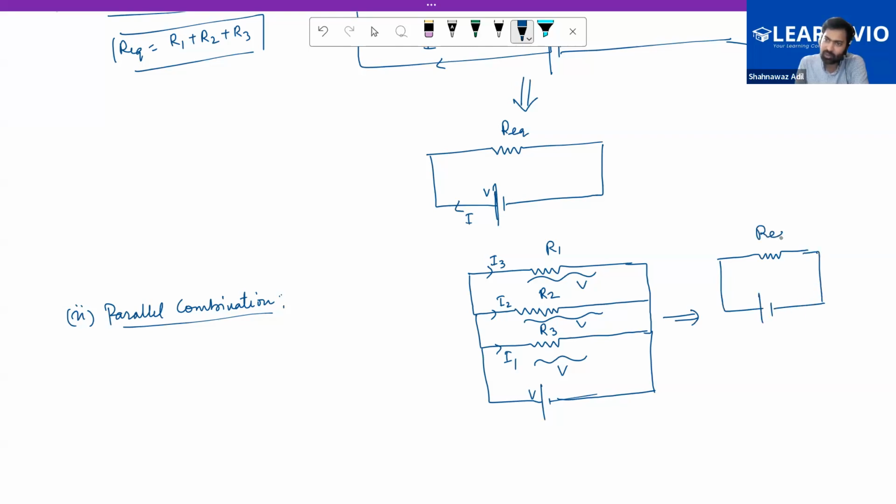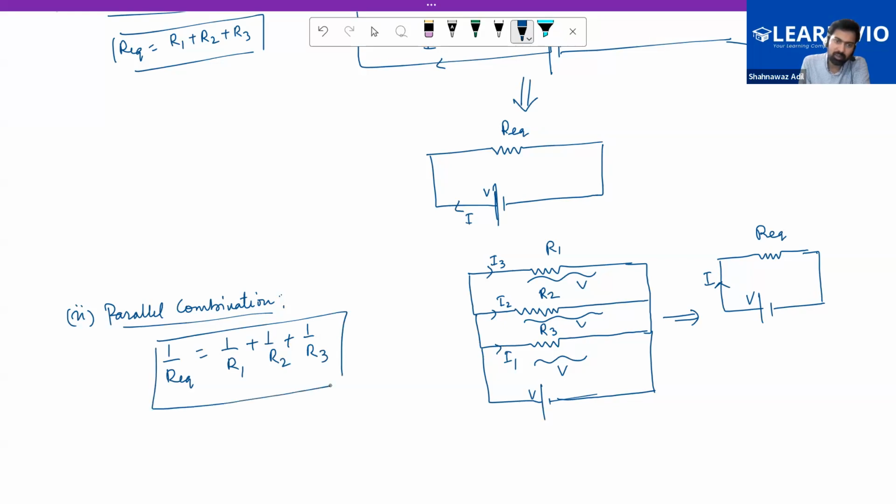R equivalent. And how do we calculate this R equivalent? So that would be 1 by R equivalent equals 1 by R1 plus 1 by R2 plus 1 by R3. So this is the parallel combination. This we have learned already, right?